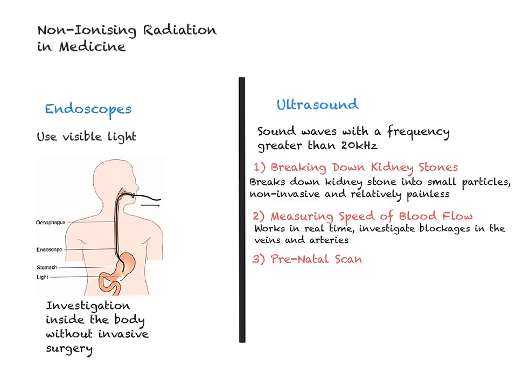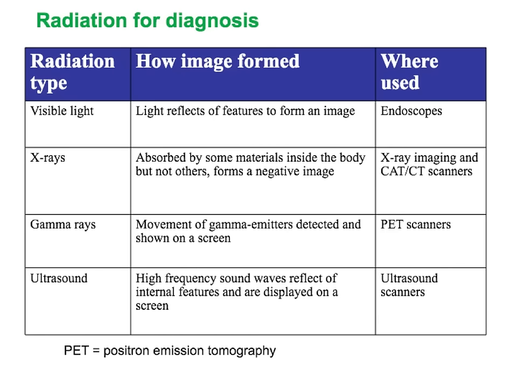on the screen. Here is a quick refresher over the radiation uses that we have looked at, including visible light for endoscopes, X-rays in both X-ray imaging and CAT scanners, as well as ultrasound used in ultrasound scanners and prenatal imaging. However, we have also got gamma rays, which are used in positron emission tomography in order to produce an image. So how can we affect the intensity of radiation?